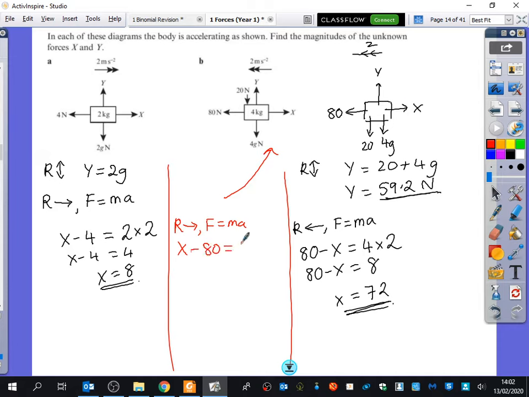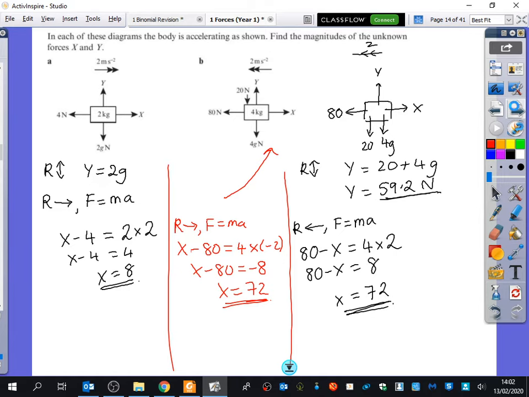80. The mass is still 4, but what could you say about the acceleration? Because it's minus 2, because it's in the other direction. So it would be multiplied by minus 2. So you get x minus 80 equals minus 8. So x equals 72. So you can do it either way, but it's always better to try and do it this way that I've done in black writing, because it matches the direction that the acceleration is going in. Okay, that's definitely the better way to try going about these questions.